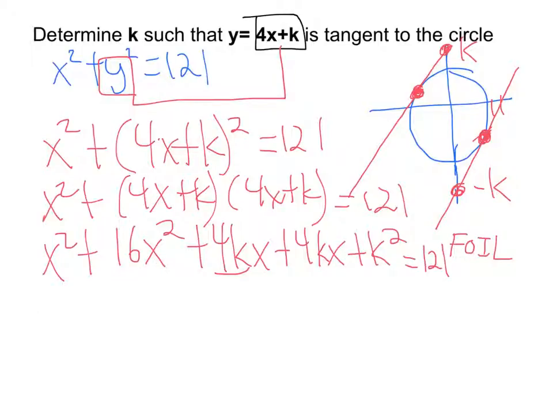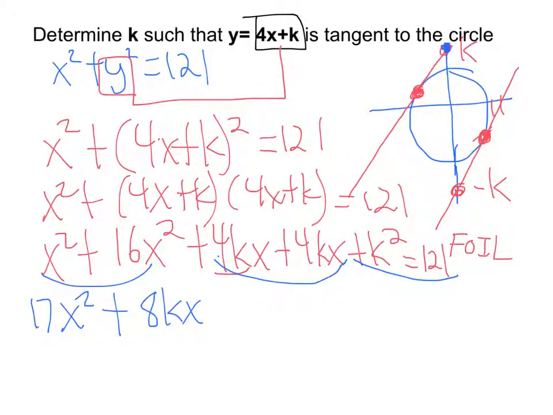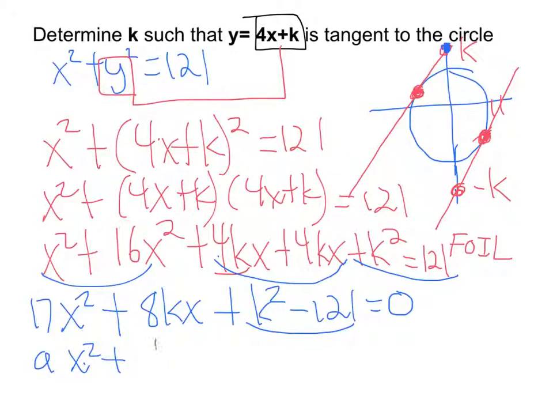What I need to do now is simplify. I've got like terms here, and strangely enough, the k squared and the 121 are like terms, because k is a parameter that represents a constant value, the y-intercept. So I end up with 17x squared, 1x squared plus 16, plus 4k and 4k represents 8k, x, plus k squared minus 121. I'm putting all terms on the left side of the equation, equal to 0. Now I have it in the form ax squared plus bx plus c equals 0.